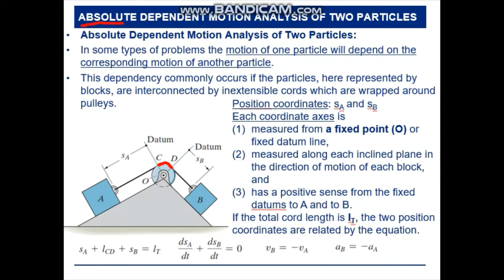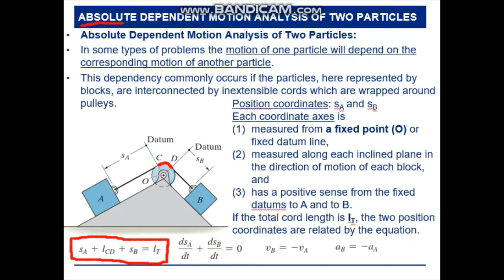If the total cord length is lT, the two position coordinates are related by an equation. Let's say we have sA plus lCD, which is the length of the arc on the pulley from C to D, plus sB, and this is equal to the total cord length, lT. So here sA, from this point to this point, is the cord's length, then the part wrapped on the pulley is an arc of CD, which we show as lCD, plus sB, which is from this datum to block B. This is equal to lT. This is our equation for the displacement, right? So we just set up this equation.